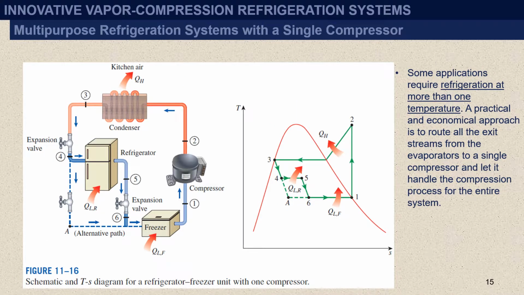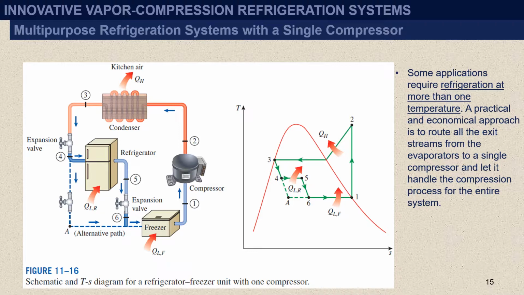Let's look at multi-purpose refrigeration systems with a single compressor now. Some applications require refrigeration at more than one temperature. This could be accomplished by using a separate throttling valve and a separate compressor for each evaporator operating at different temperatures.